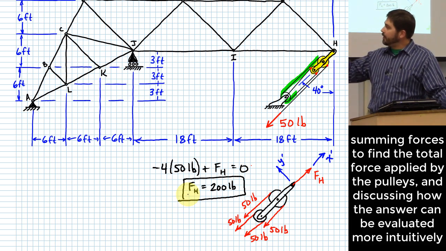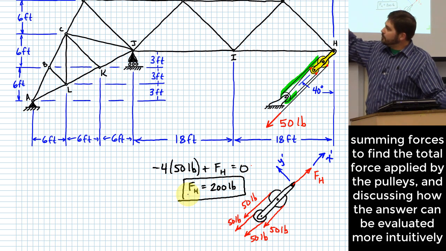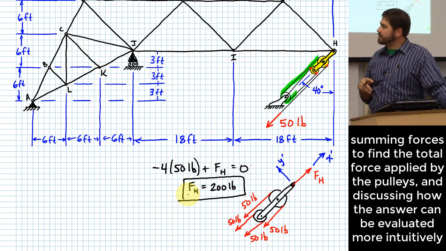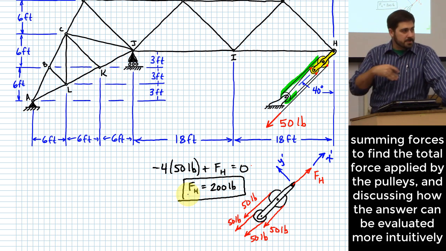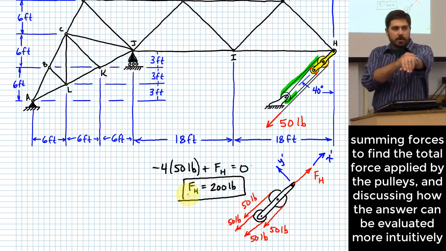Okay, so first of all, the angle part of it makes sense to a lot of you: the angle of force that acts at H has to be along that angle that's identified there, the direction of all the forces, right? So I'm good with that, but how about the magnitude, the 200 pounds?